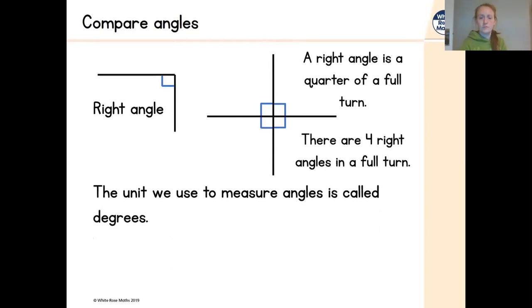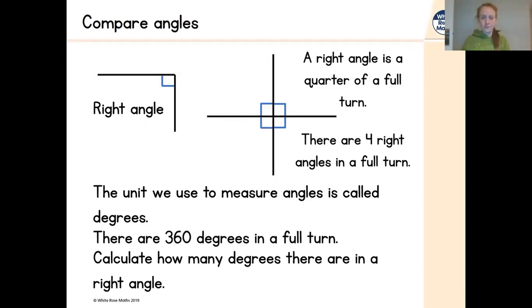So, an angle is a measure of turn, and as we know, when we measure something, we use units, so we can measure length in meters. We can measure time in hours or minutes. So we measure angles. The unit we use to measure angles is called degrees. There are other units we use as well for angles, but the main one that we use all throughout school is called degrees. And there are 360 degrees in a full turn. Remember, there are 4 right angles in a full turn and 360 degrees in a full turn.